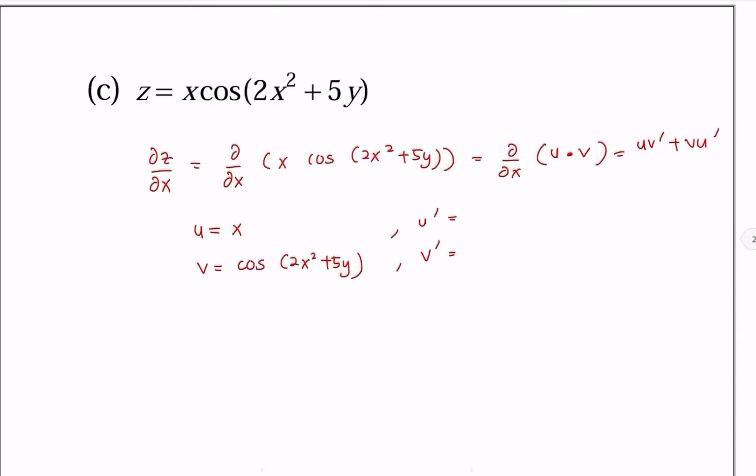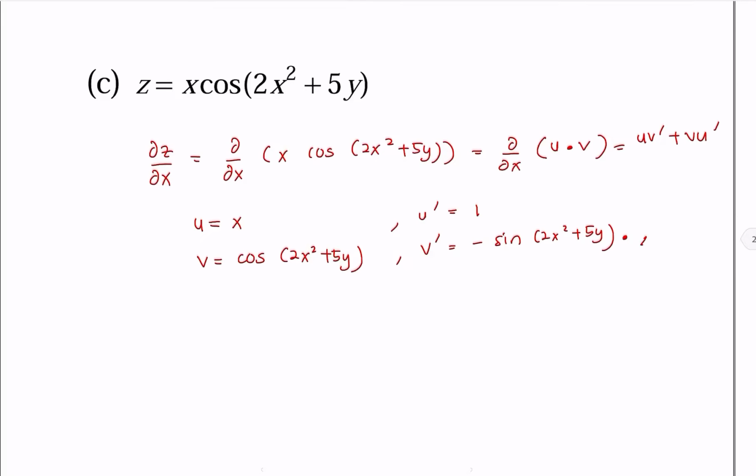u is equal to x, so u' will be equal to 1. v is equal to cos(2x² + 5y), so for v' this one is the chain rule, so we need to differentiate cos first. Differentiating cos we obtain negative sin(2x² + 5y), and then we need to differentiate again the 2x² + 5y, with respect to x, so we multiply with 4x. 5y is a constant.